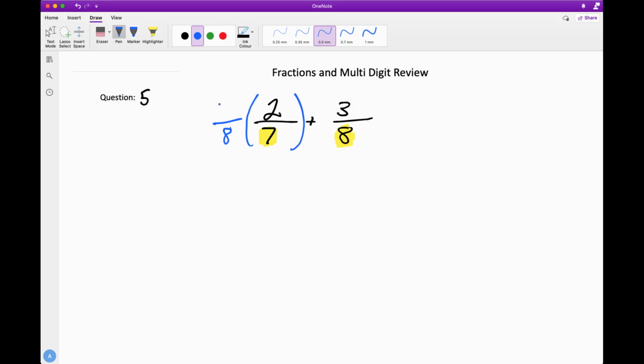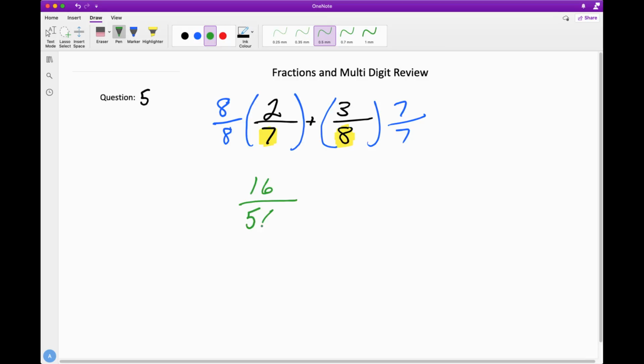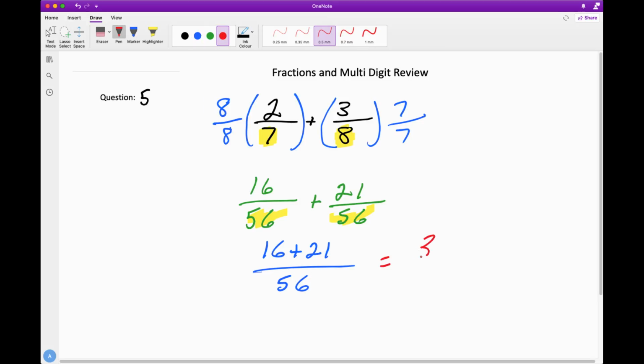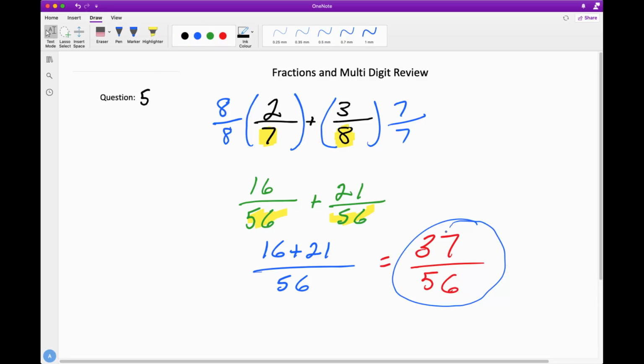So then I will go ahead and say 8 over 8, and this one is going to be 7 over 7. So now we will multiply. 8 times 2 is 16 over 56, and 3 times 7 is 21 over 56. Now that we have the exact same denominators, we can go ahead and combine these. So let's add these together. So we get 16 plus 21 over 56, and this is going to be equal to 37 over 56. Since 37 is prime, I know that this is going to be its simplest form. Final answer.